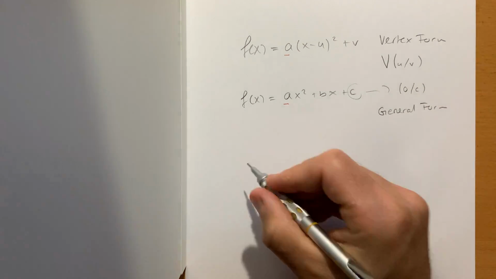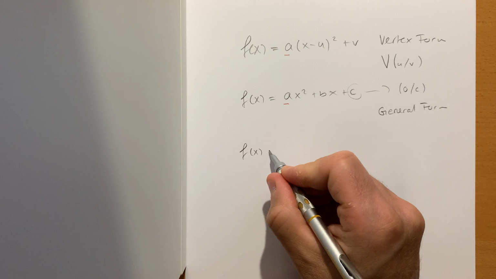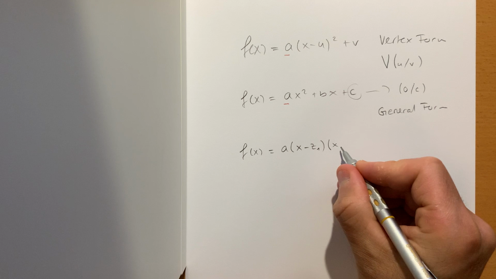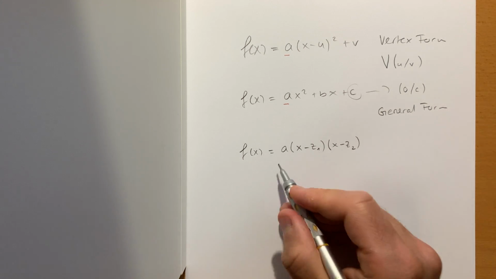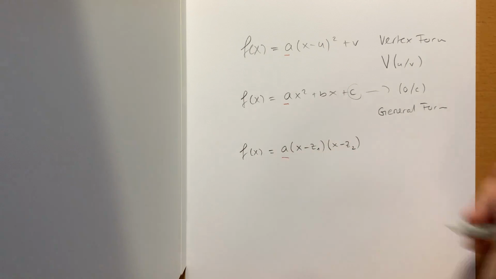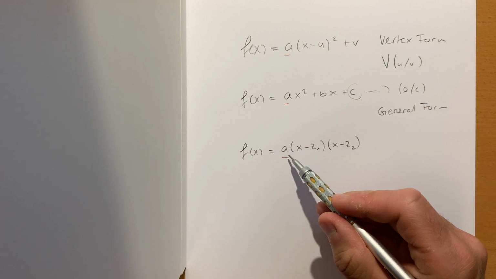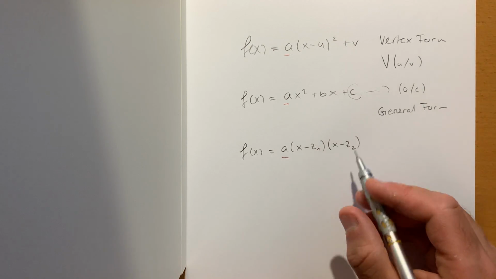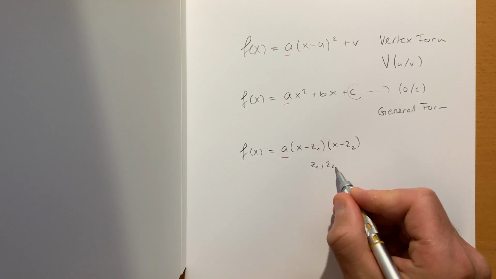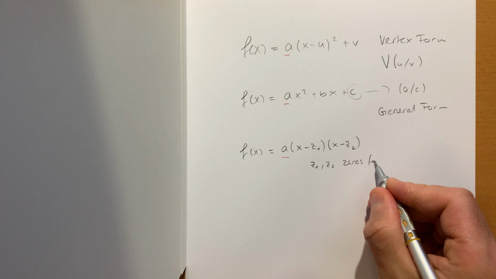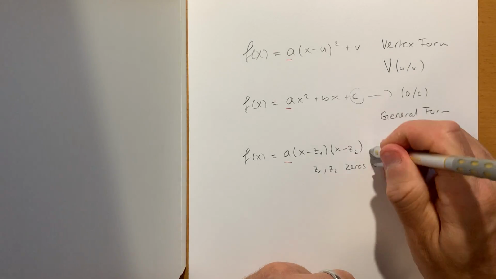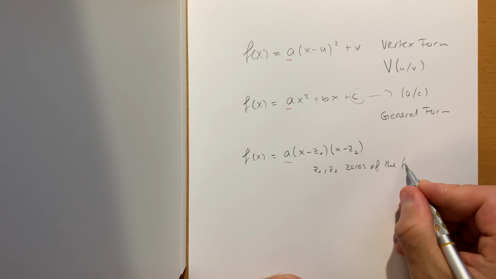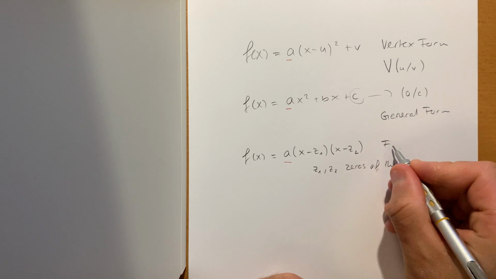And now the new form we're going to look at is the so-called factored form. Well, it looks like this: a(x - z1)(x - z2). Same thing with the a. a tells you happy or sad, vertical stretch or vertical shrink. And z1 and z2 are the zeros of the function. And this is the so-called factored form.